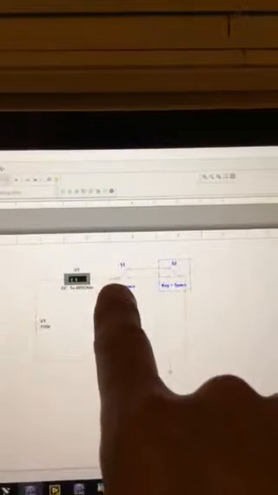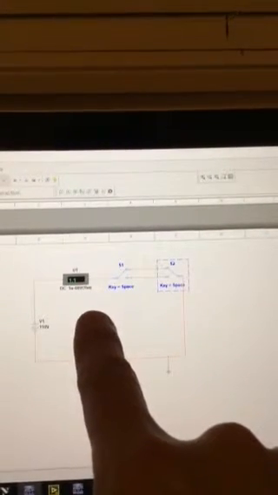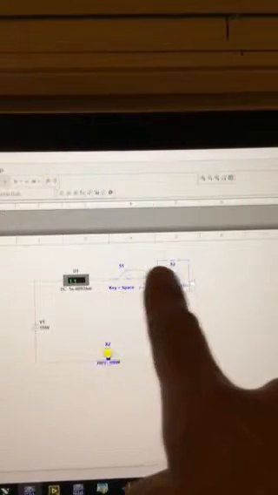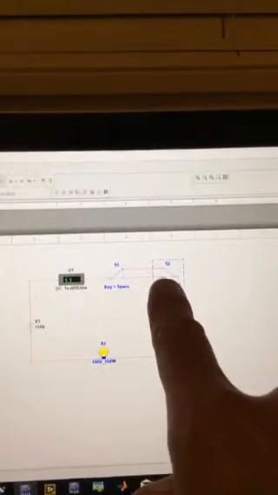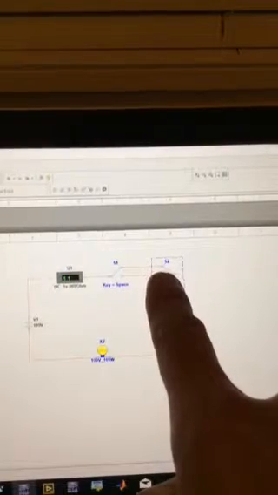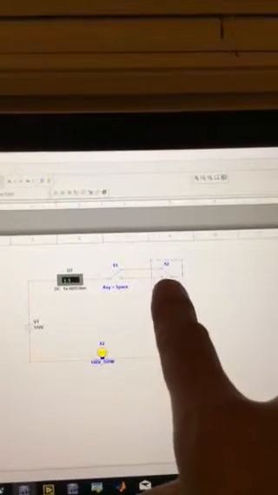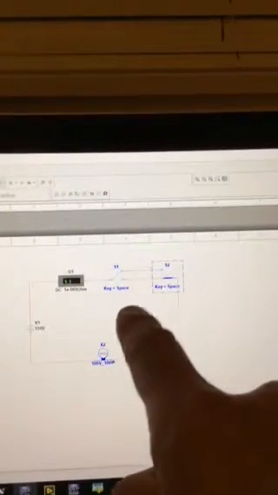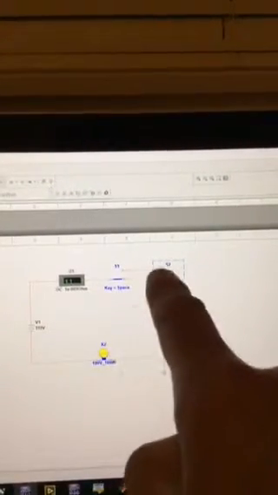If I am on one side of the hall, I can turn the switch on, and if I am on the other side of the hall, I can turn the switch off, and vice versa. That's my three-way switch demo.